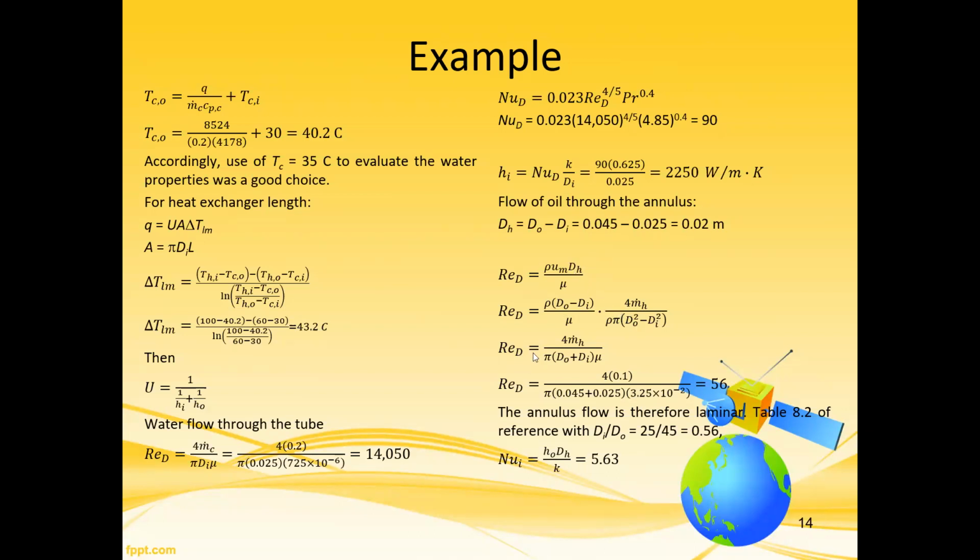Then this is the hydraulic diameter. So Re_D is equal to 4 m_h over pi times D_o plus D_i times mu, which is 4 times 0.1 over pi times 0.045 plus 0.025 divided by 3.25 times 10 to the power negative 2, which is 56. The annulus is therefore laminar. From Table 8.2, with D_i over D_o equal to 25 over 45 or 0.56, Nu_i is equal to h D_h over k, which is 5.63. Table 8.2 is not in the slides but in Incropera's book.